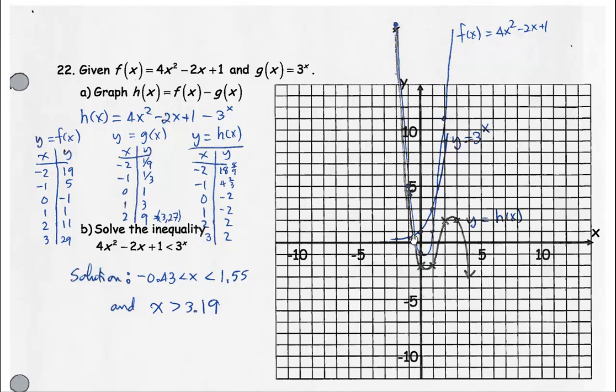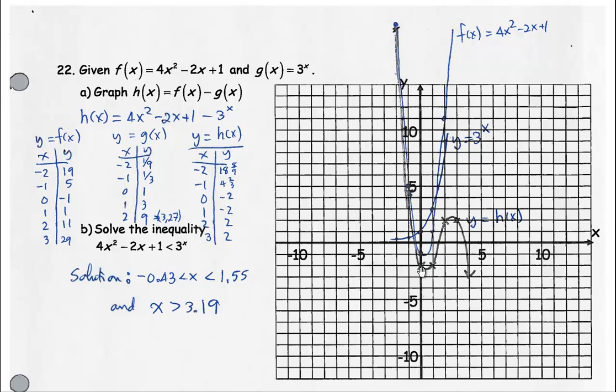So that point, I'm just reading it from the graph here, that point's close to -0.5. It's about -0.43. And about 1.55, around there. Now there is another place where the two functions cross, but you can't see it from these two graphs.